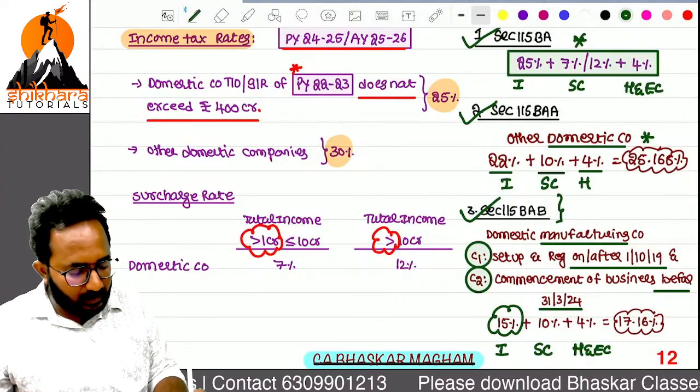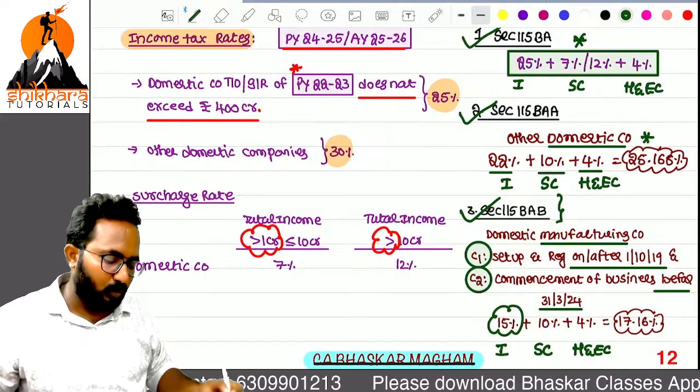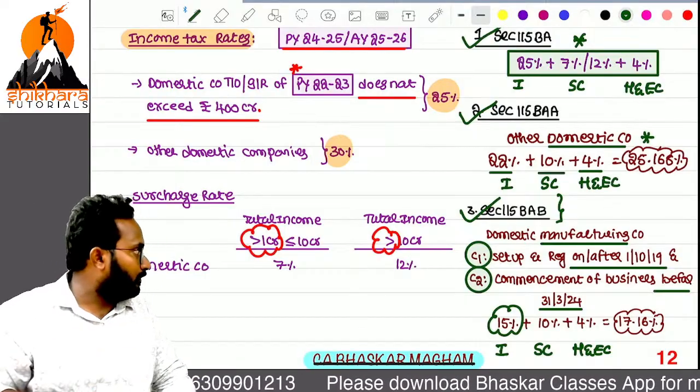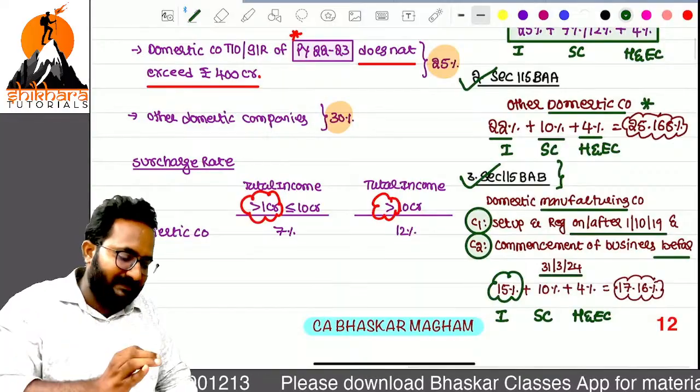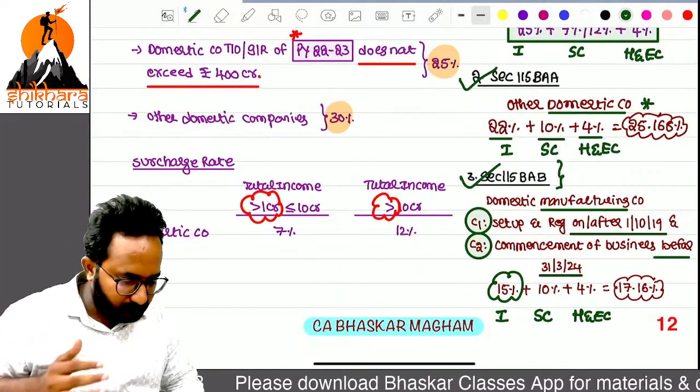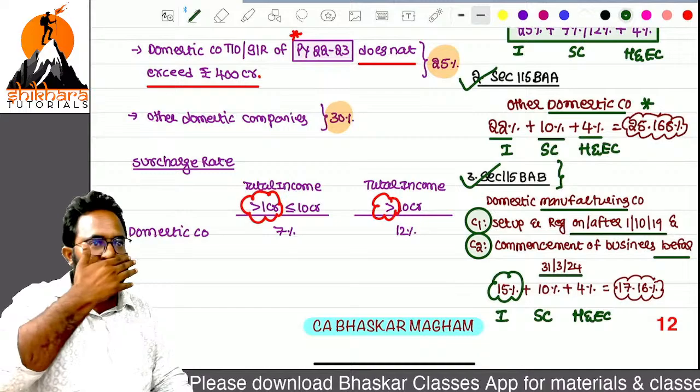Adding means you have to find the effective rate. 22 plus 10% plus 4%. Clear? Now.